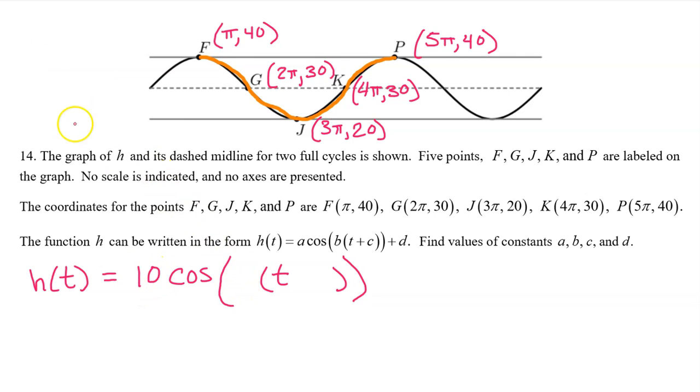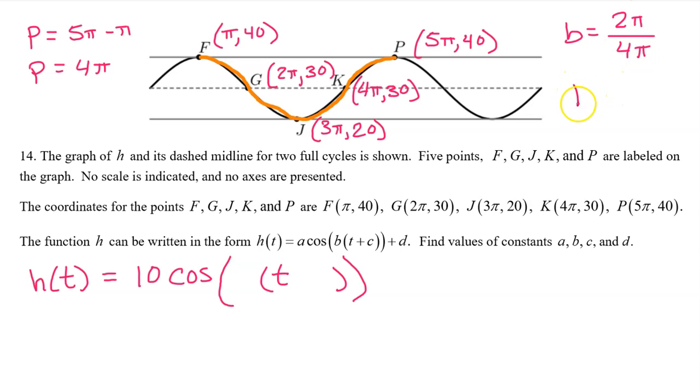In order to find the B value, we first must determine the period. From peak to peak, the input values go from pi to 5 pi. So the period will be 5 pi minus pi. Therefore, the period is 4 pi. We know that the b value will be given by 2 pi divided by the period. So in this case, that's 2 pi divided by 4 pi. The pi's cancel out, and 2 over 4 reduces to 1/2. So that's the value of b.